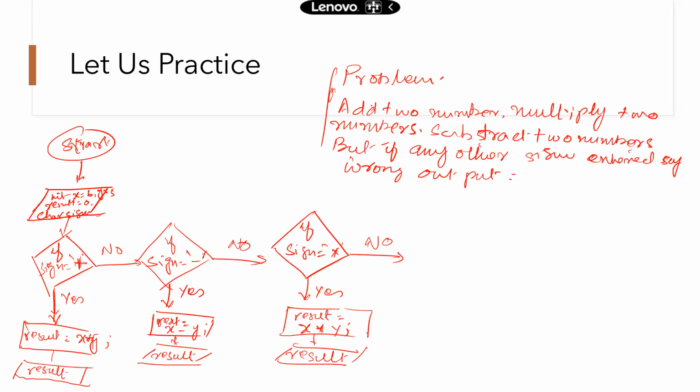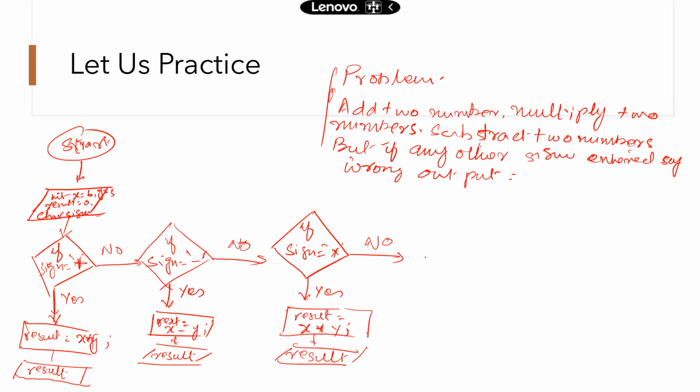So now what we are doing is looking at the problem again. The problem was add two numbers, multiply two numbers, subtract two numbers. So what we have done is we have made a decision to check whether the sign was a positive. If yes, add two numbers. If no, check if it was a negative sign. If yes, subtract two numbers. If no, check if the sign was a multiplication sign. If yes, multiply it.